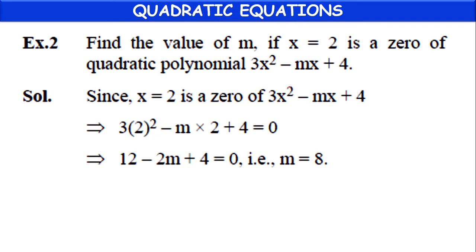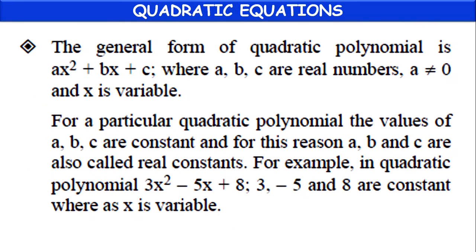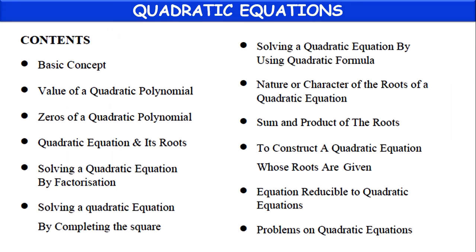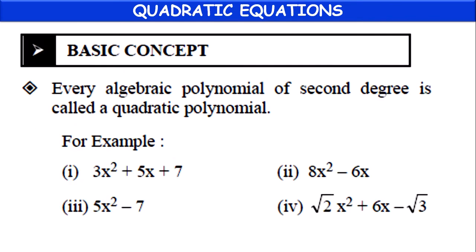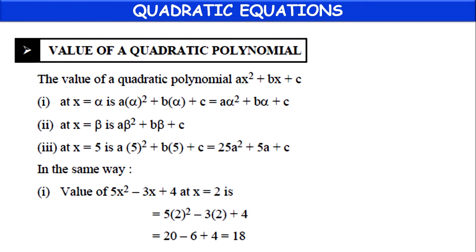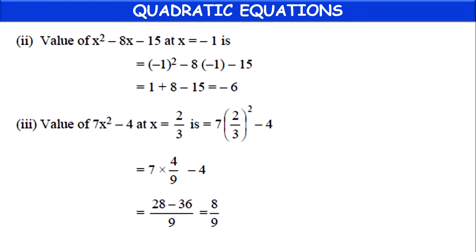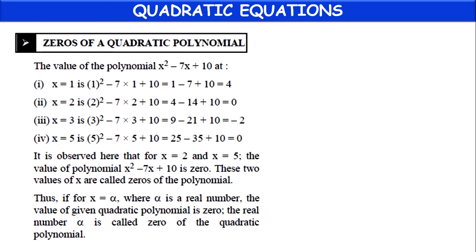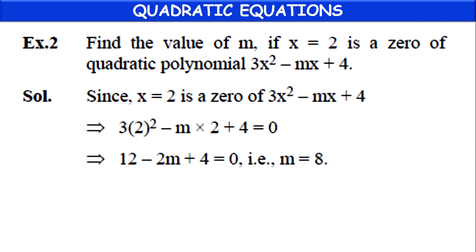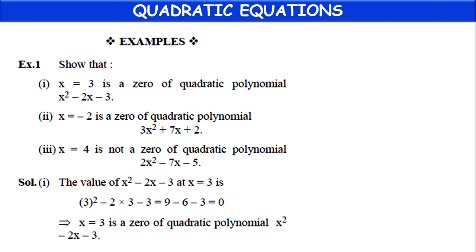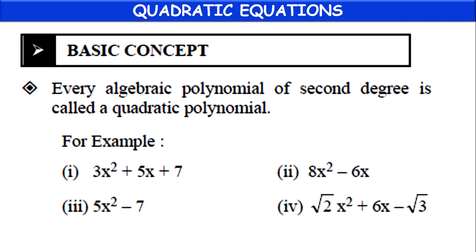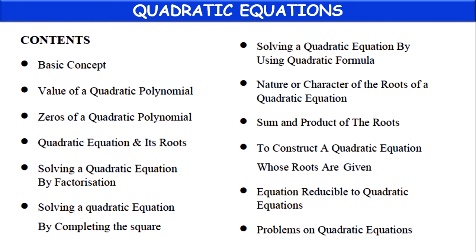So this is all for today, children. So what we have learned today from quadratic equations chapter, we have learned the basic concept, and we have learned the concept of finding the value of quadratic polynomial, how to find 0 of quadratic polynomial. These concepts we have covered, children. So here, basic concept we have covered, value of quadratic polynomial we have covered, zeros of quadratic polynomial. So these three concepts we have covered.